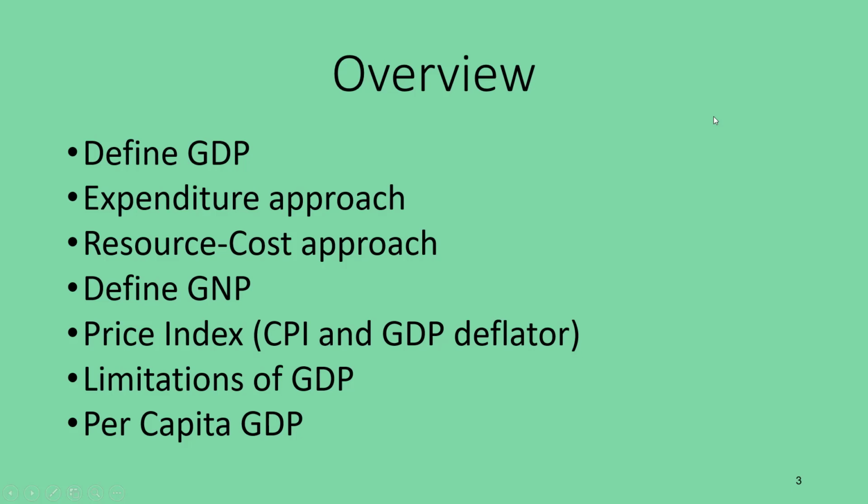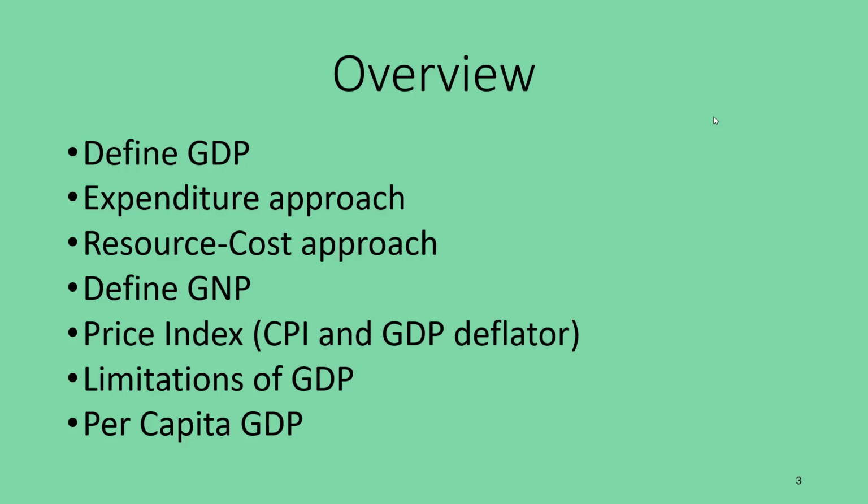The first thing we're going to do here is define GDP, or gross domestic product. It's something I've kind of mentioned before in the past videos, but we're actually going to talk about how we calculate GDP using both the expenditure approach and the resource cost approach. And then we're going to find GNP, or gross national product. It's slightly different than our calculation for GDP, and we'll talk about what that difference is.